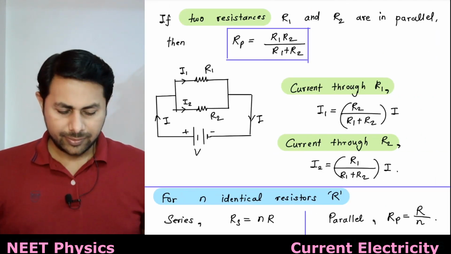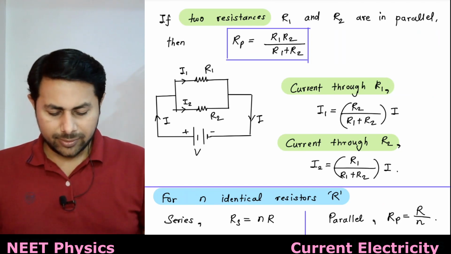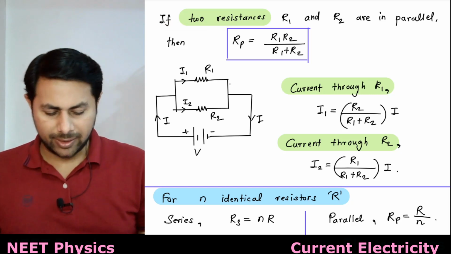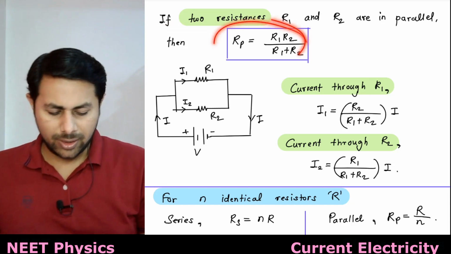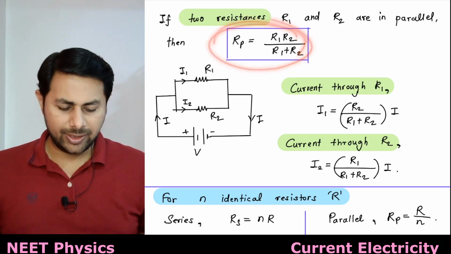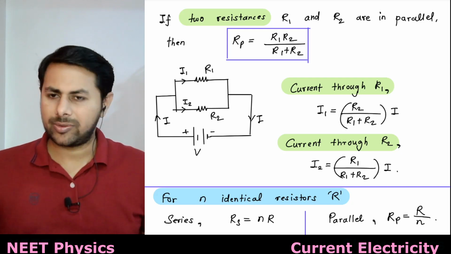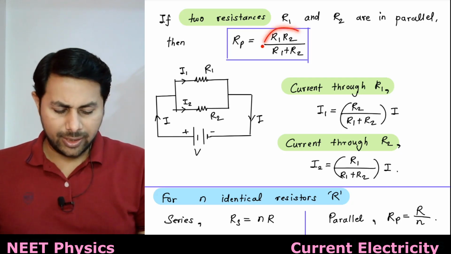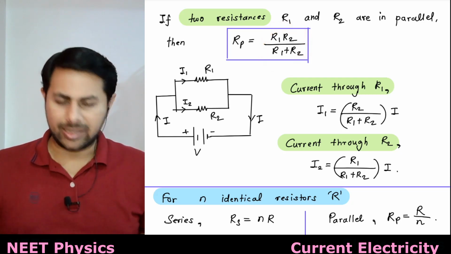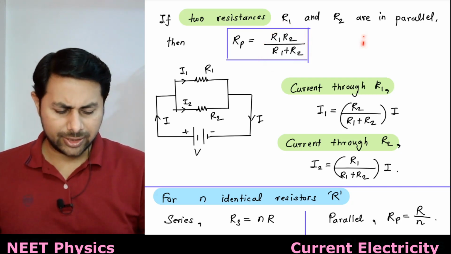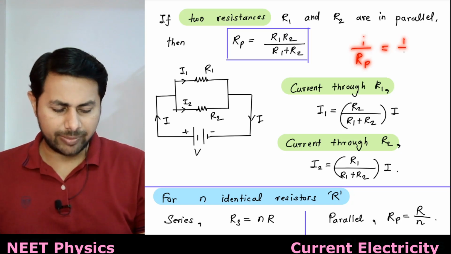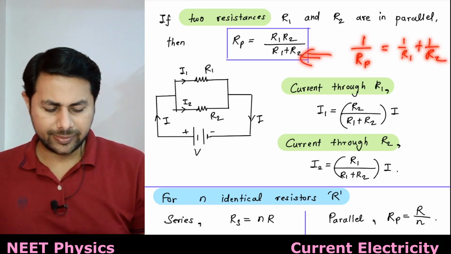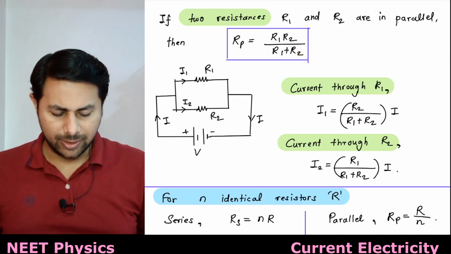Now if you have two resistors R1 and R2 connected in parallel, then the equivalent resistance, just remember this, is R1 R2 divided by R1 plus R2. If there are only two resistors connected in parallel, then the equivalent resistance is R1 R2 divided by R1 plus R2. How? You can just solve this. 1 by Rp is equal to 1 by R1 plus 1 by R2, and you will get this. It's very simple.